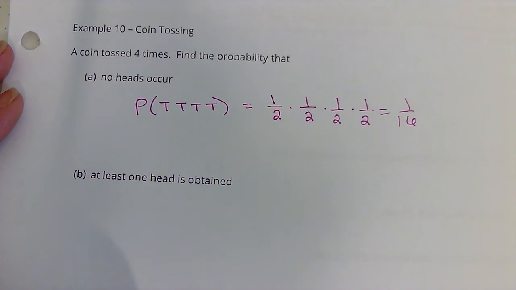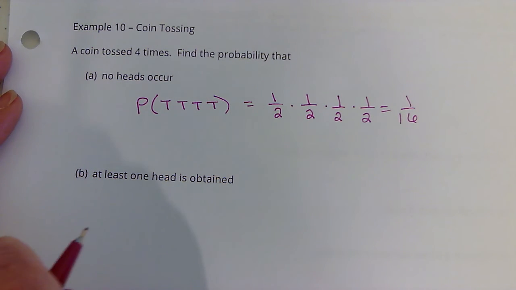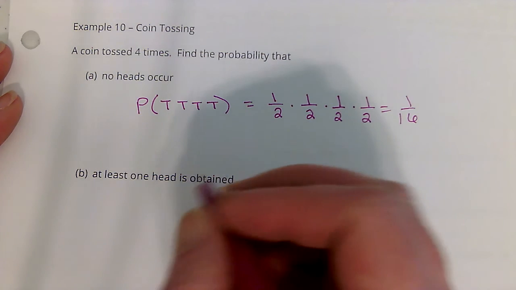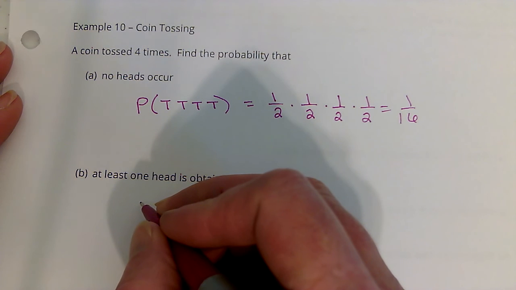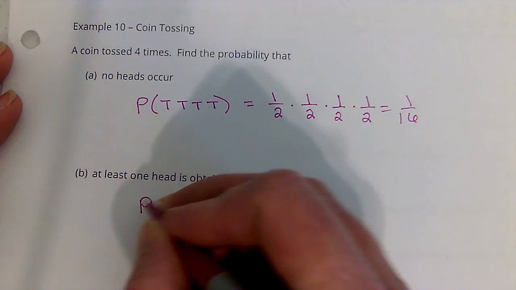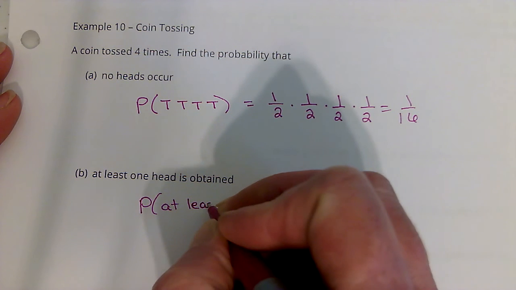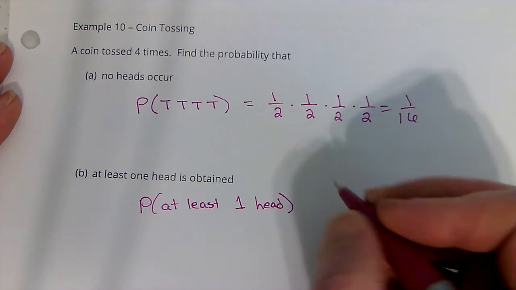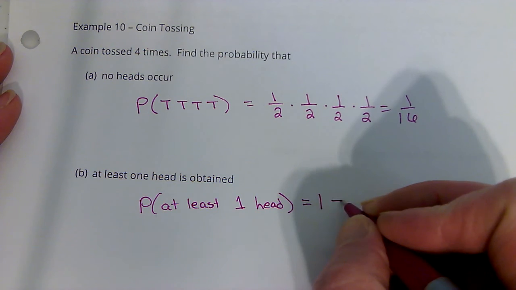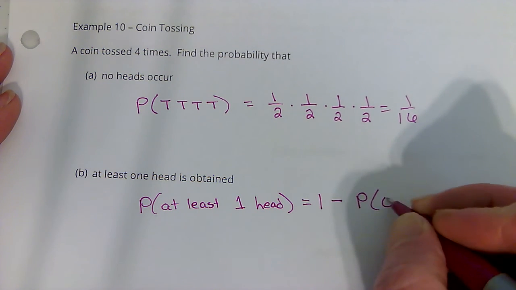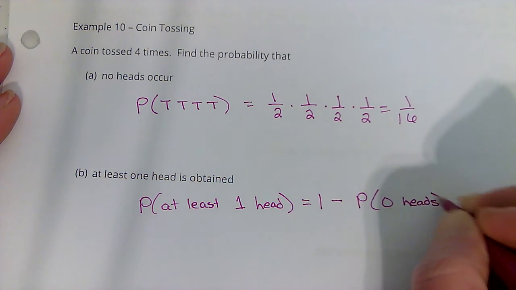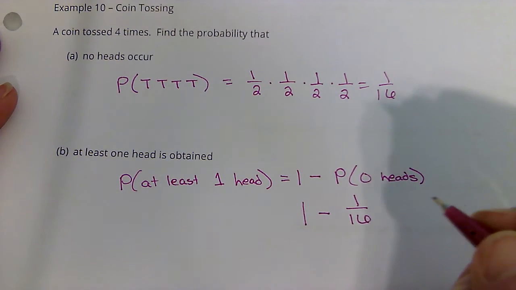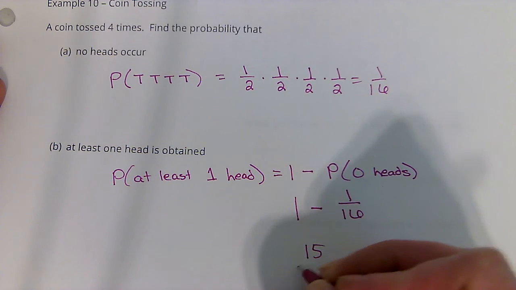Probability that at least 1 head is obtained. At least. So that really just means the opposite. The probability of at least one head is the opposite of not having any. That would be the same as 1 minus the probability of 0 heads. So it would be 1 minus what we found in the last one, which would be 15 out of 16.